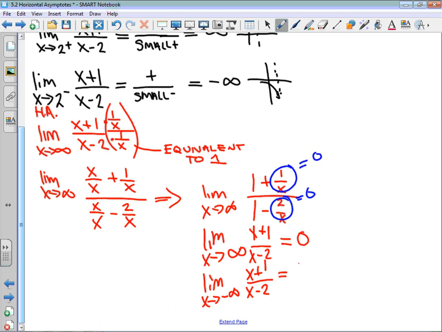And I wrote 0 here. Sorry about that, guys. What's going to happen to this limit is those 1 over x's are going to approach 0, and we have the limit as x approaches infinity of 1 over 1, which is actually equal to positive 1. It's a bad oversight, my bad.